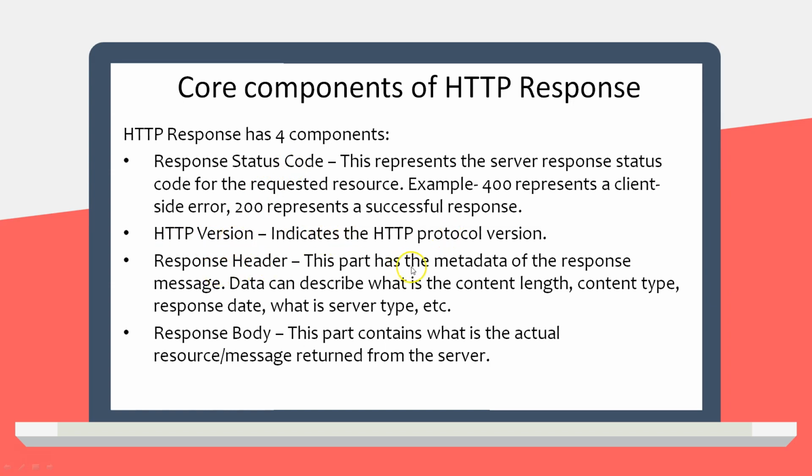Response header, same thing, this header has the metadata of the response message. It can describe what the content length is, content type, response date, what the server type is, etc. And then we have the response body, so this part will contain the actual data returned from the server. Say for example, if I am making a GET call, I am expecting the object in the response. Okay, so an HTTP response has 4 components: status code, HTTP protocol version, response header, and response body.